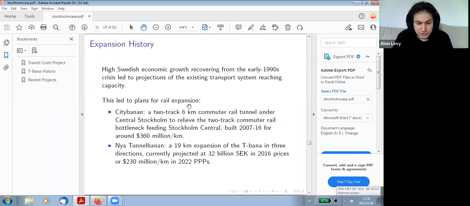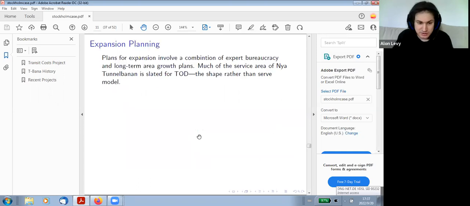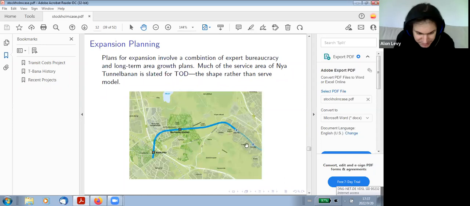So I don't know why the benefit cost ratio was so negative. At any rate, both of them were agreed upon, even under a right-wing government. So both of these were greenlit in the Reinfeldt era, so when the alliance was in charge, and not the Social Democrats. And even then, this was not politicized. The decision of where to go was based on the shape rather than serve model. So this is Barkarby.